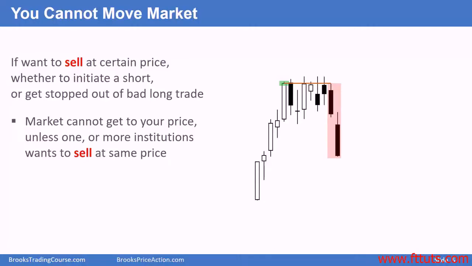And if you want to buy at a certain price, you cannot buy unless one or more institutions is willing to sell at your price. If you're trying to get stopped out of a bad trade, the market cannot get to your price unless one or more institutions wants it to get to that price. You will not get stopped out unless one or more institutions get stopped out as well. That's not absolutely true, right? But it's true 99+% of the time that you cannot move the market. The market will only go to a certain price if institutions make it go there.